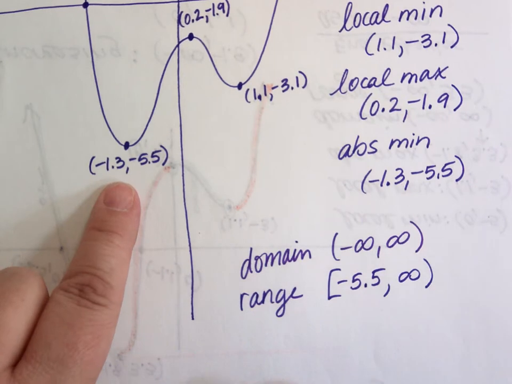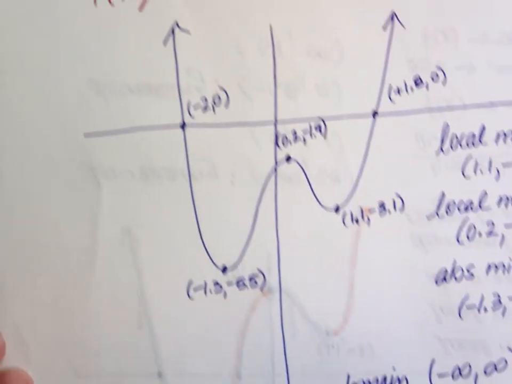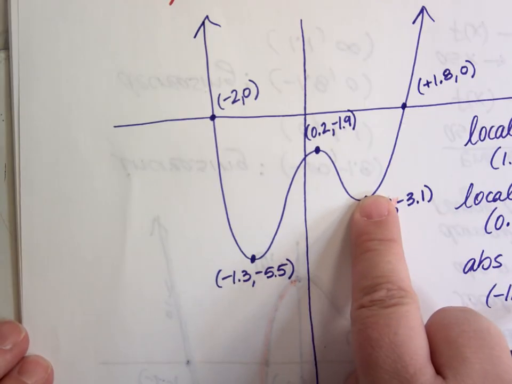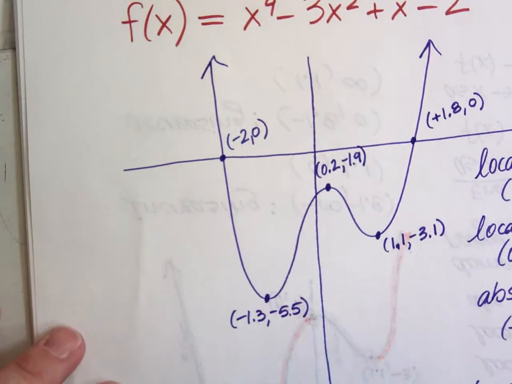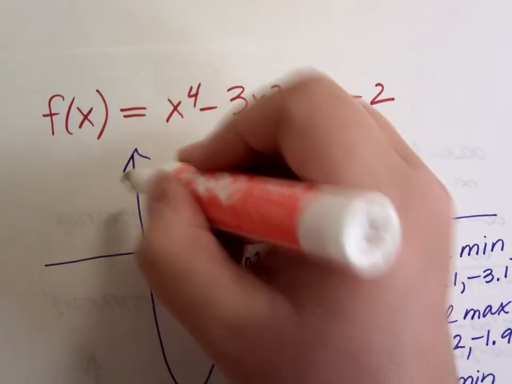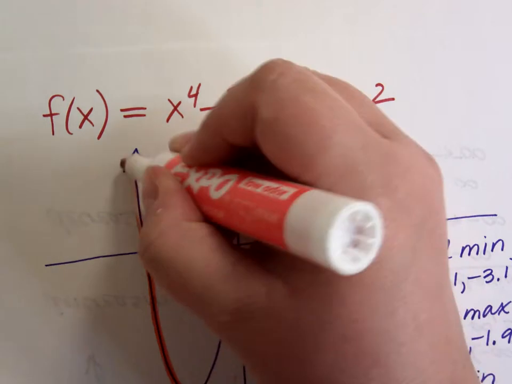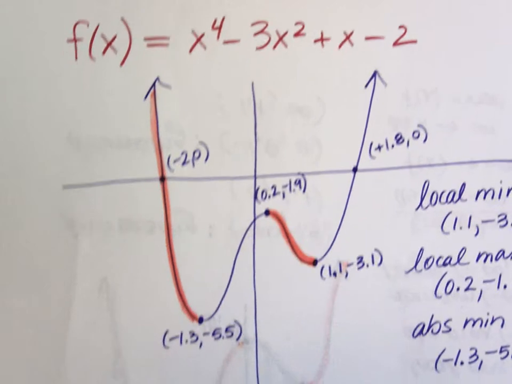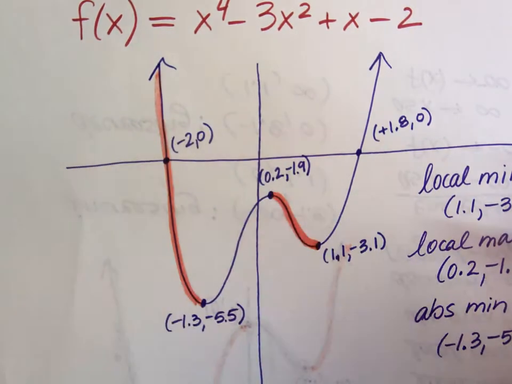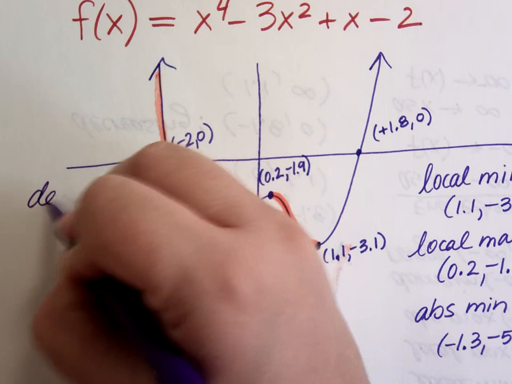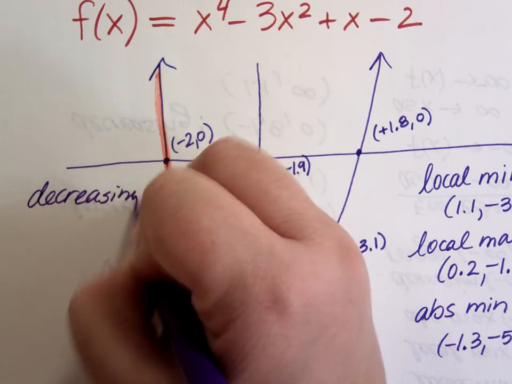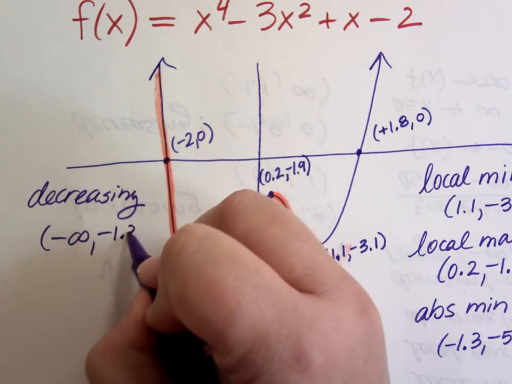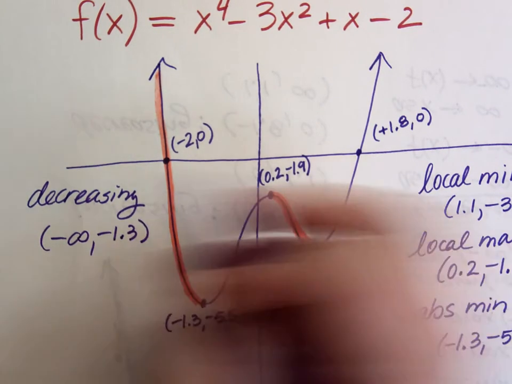Okay, I'm ready to do my intervals of increase and decrease here. If I have 1, 2, 3 turns, I'm going to have 4 sections of my graph. So let's see what's happening here. Starts out going down from left to right. So this is an interval of decrease, and then there's another one over here. So I'm going to describe both of those orange intervals as intervals of decrease. So this is decreasing from -infinity to -1.3, and also from 0.2 to 1.1.